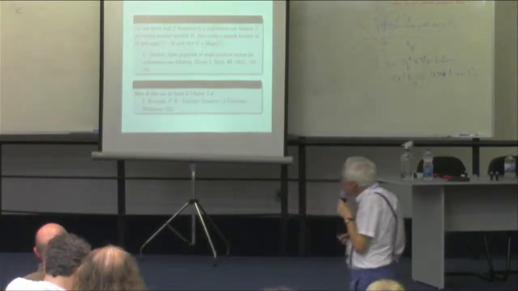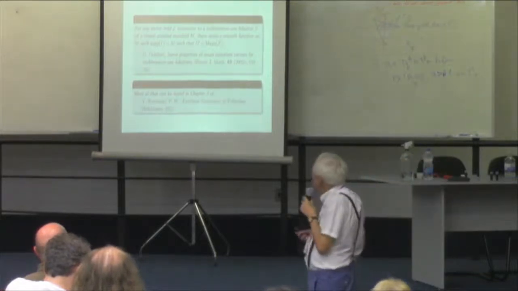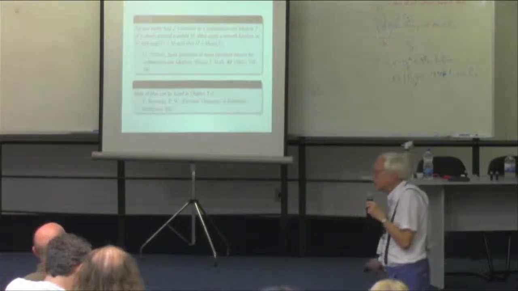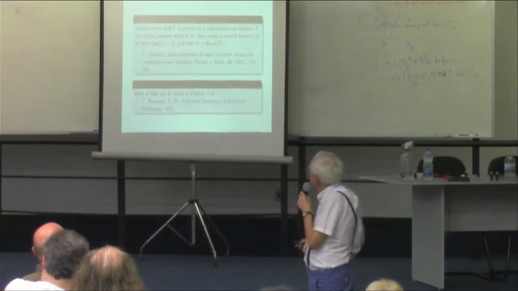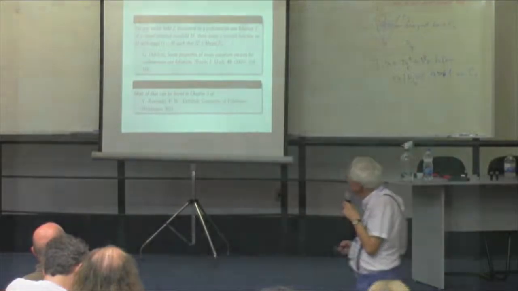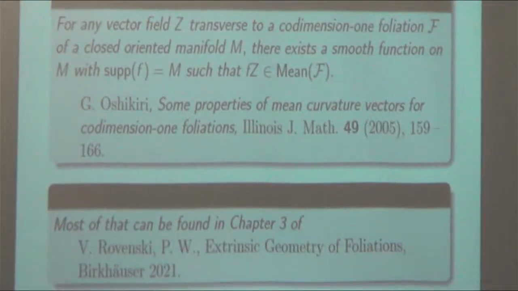Now, coming back to the codimension 1 case, Oshikiri, the Japanese mathematician mentioned before, proved the following: if you have any vector field Z transverse to a codimension 1 foliation of a closed oriented manifold, then there exists a smooth function, nonzero almost everywhere on M, which means the set of zeros of this function is rather small, such that the product of this function with the vector field Z becomes the mean curvature of F for some Riemannian metric. This was published in the Illinois Journal in 2005.